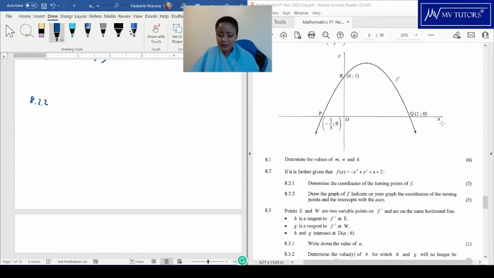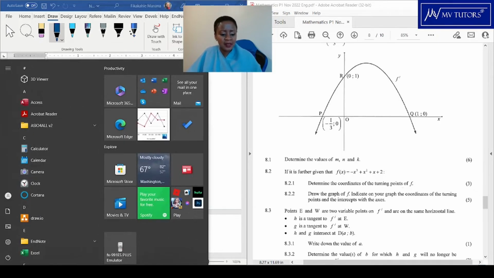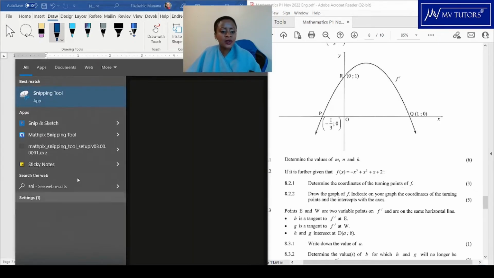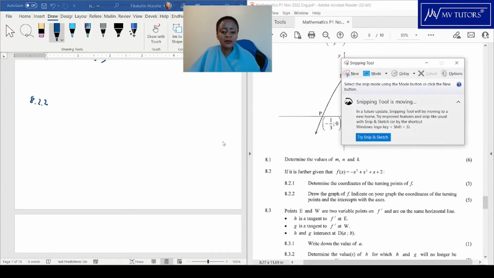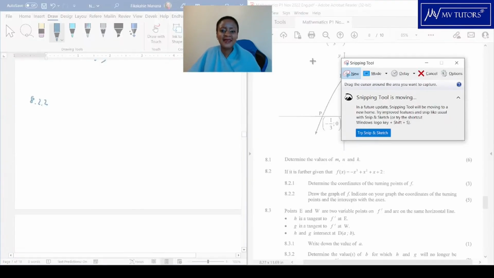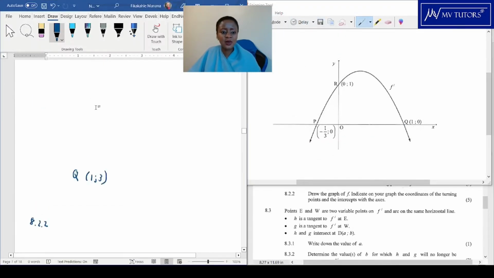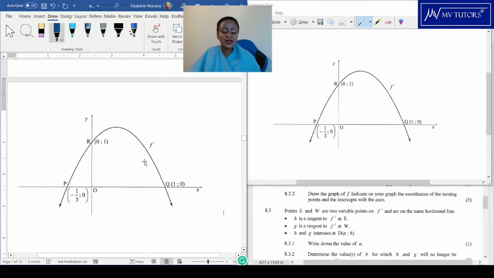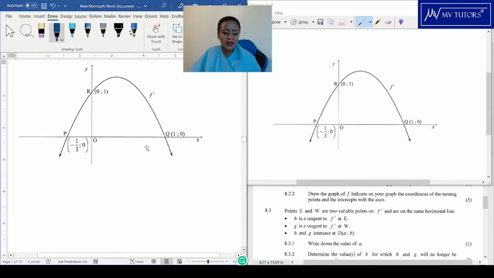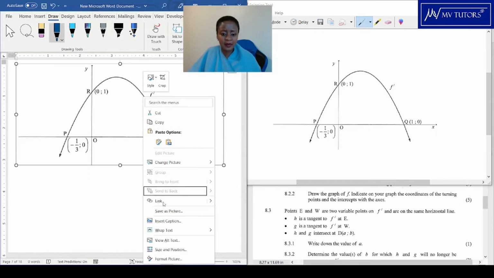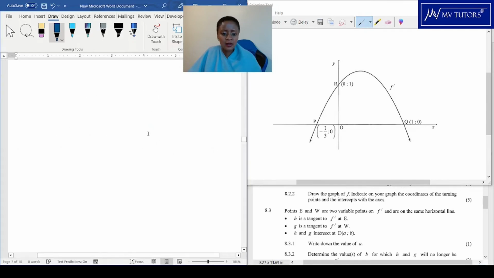If you don't really know how to manipulate it, please just go and use the table function in your calculator, and just go ahead and sketch it from there. For me, I'm going to try to draw it from this parabola.